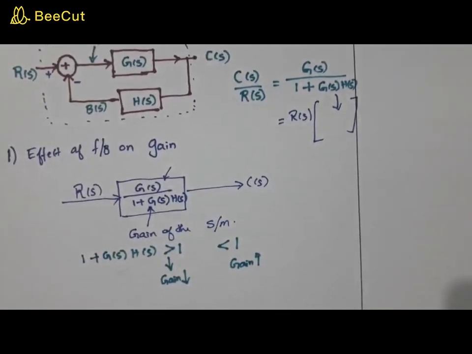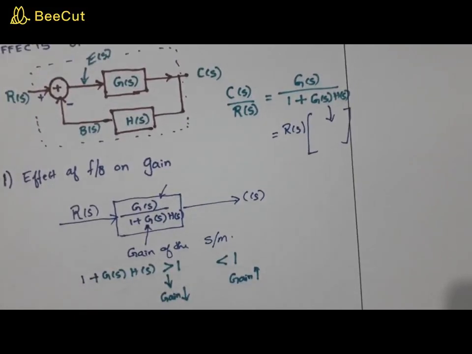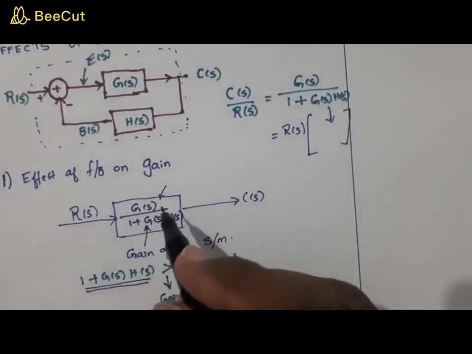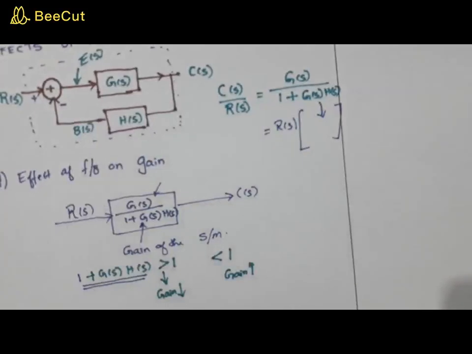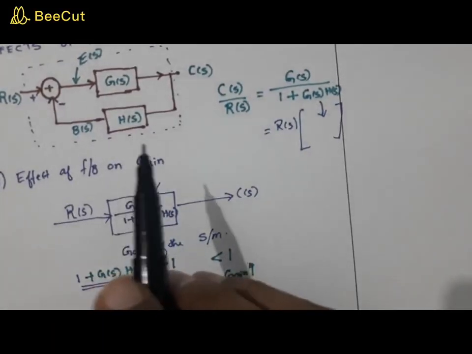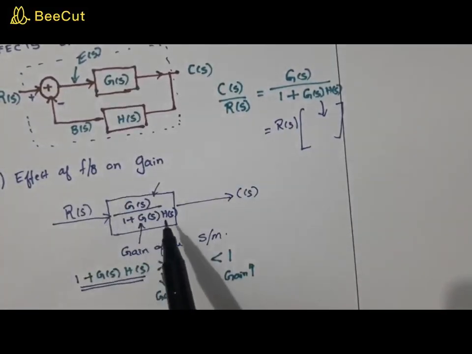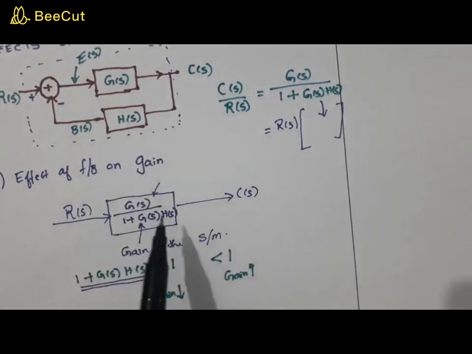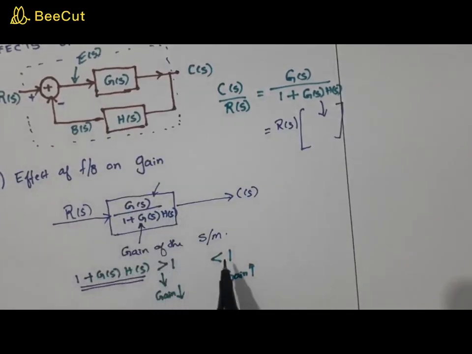Now how did this 1 plus G of S H of S come into this term? It is due to the feedback. Imagine that your feedback H of S is 0. What will happen? When H of S is 0, it is simply G of S. So it is because of the presence of H of S that this term has come into play, right? So this term can be greater than 1 or less than 1.